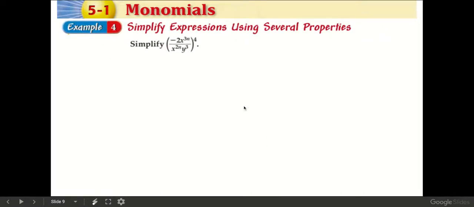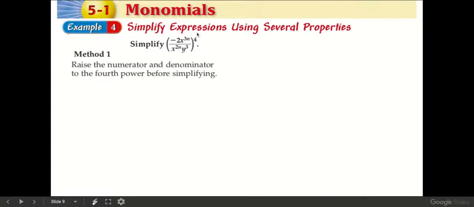So we have negative 2x to the power of 3n over x to the power of 2n times y to the third, and all of that is to the 4th power. So one way you could do it is you could apply this exponent 4 and raise everything in here to the 4th power. So let's try that one first. If I took the numerator and raised it to the 4th power, took the denominator and raised it to the 4th power, right? And then I could apply that exponent to everything inside.